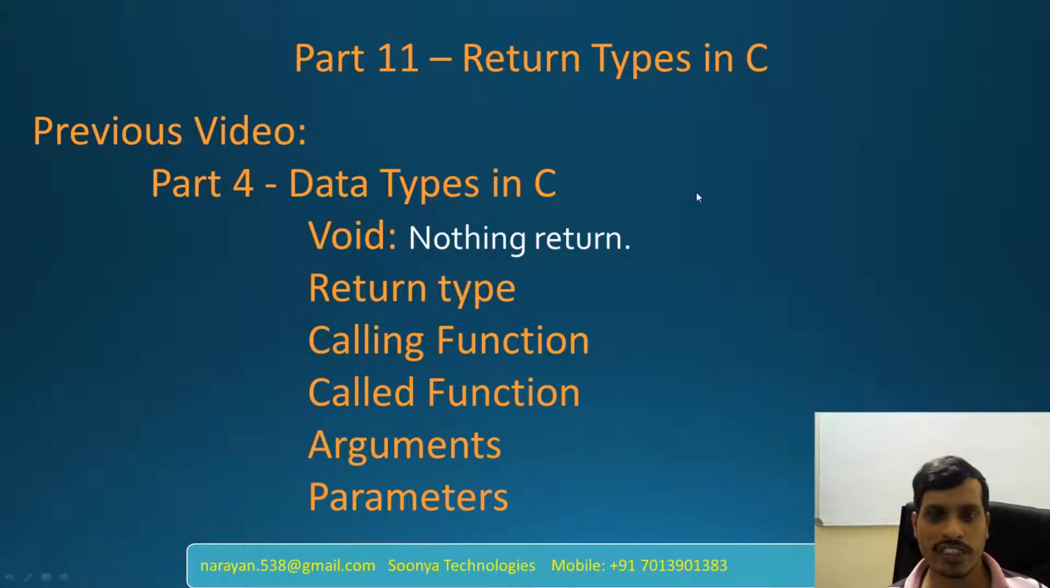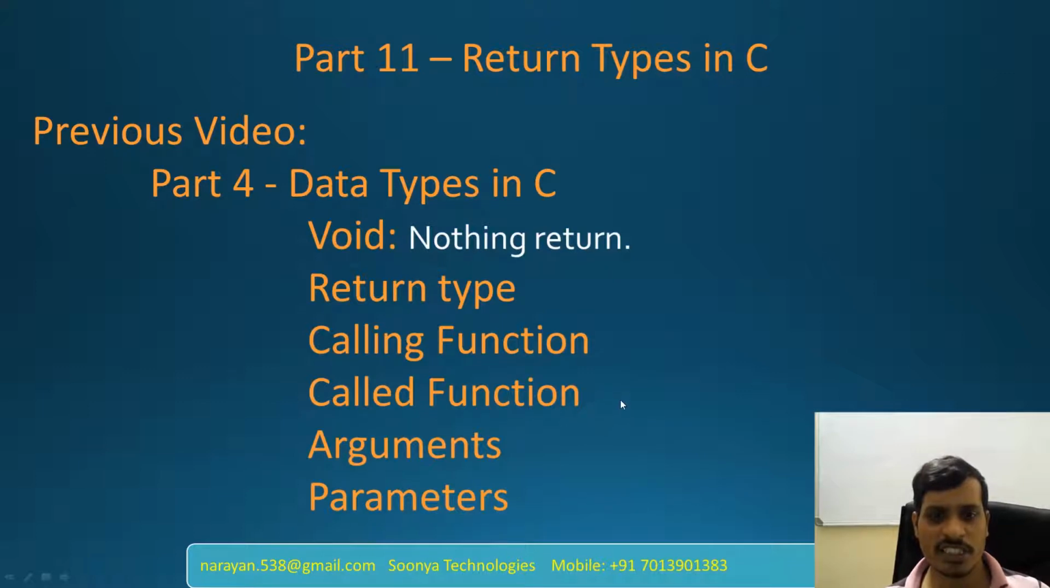Today I am going to discuss return types in C. This is a continuation of the previous video, part 4, data types in C. Please go through the previous video before going to this video. We are going to discuss void, return type, what is calling function, what is called function, what are arguments, and what are parameters in this program.